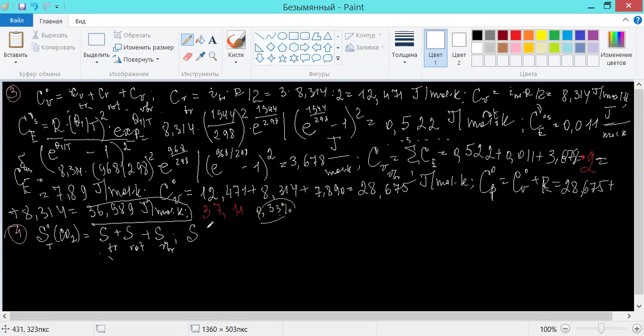Previously, I derived the formula for entropy translation calculation. It's equal to the gas constant R times 1.5 natural logarithm of the molar mass of this substance plus 2.5 natural logarithm of the temperature minus natural logarithm of the pressure plus 20.75. So let's complete the calculations.